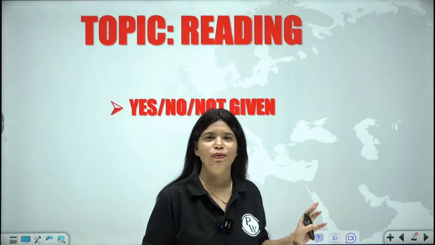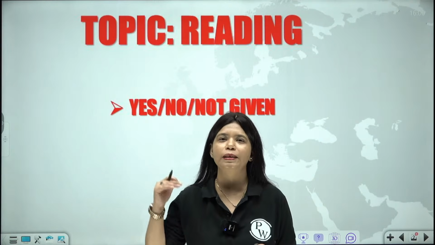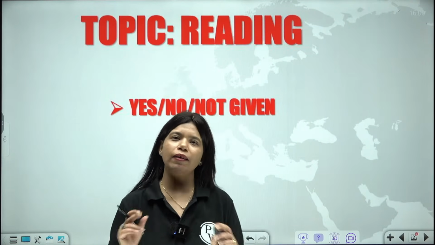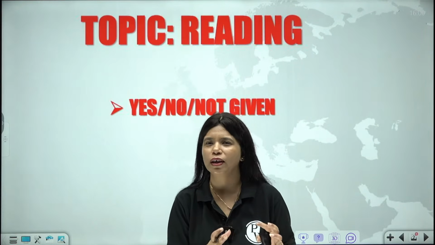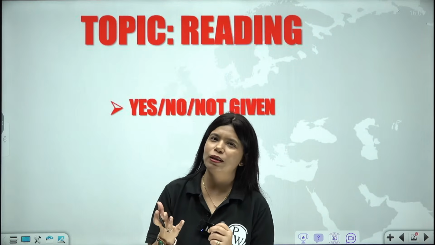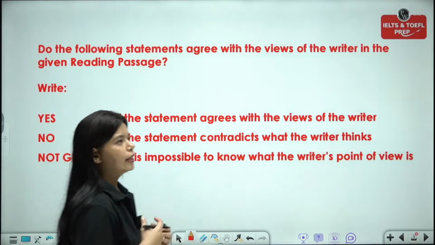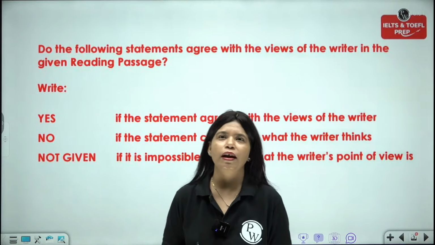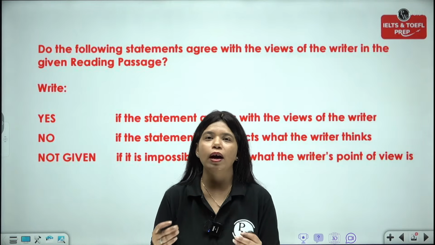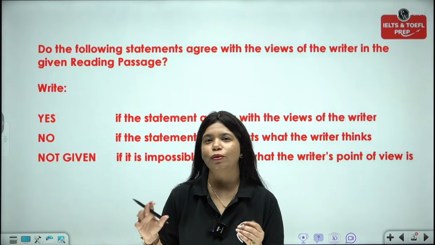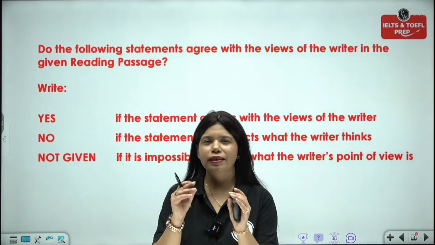Usually, we find yes, no, not given in either passage 2 or passage 3 of IELTS reading, where the level is pretty advanced. So, let's quickly dive deep into it and understand tips and strategies and understand what exactly yes, no, not given is. And of course, we'll do some live practice. So, here we go. Now what happens in yes, no, not given is that we are given a set of statements and we have to answer whether those statements are yes, no or not given. Quite similar to true, false, not given, but there's a small little difference.